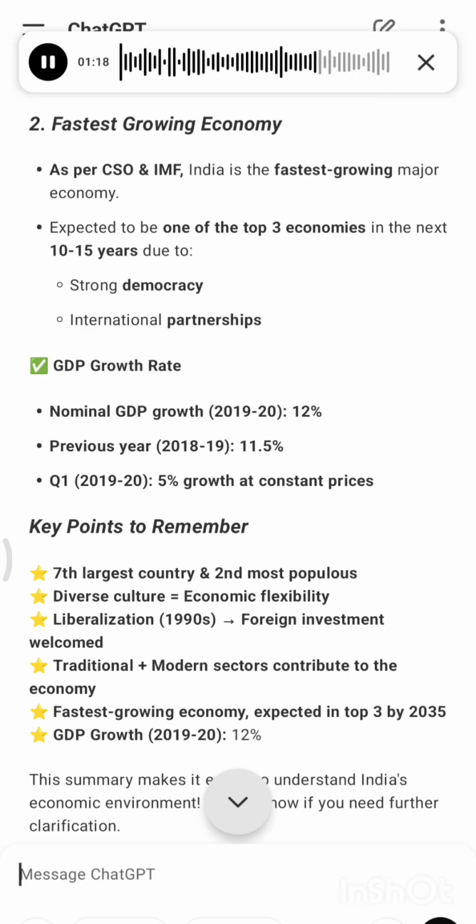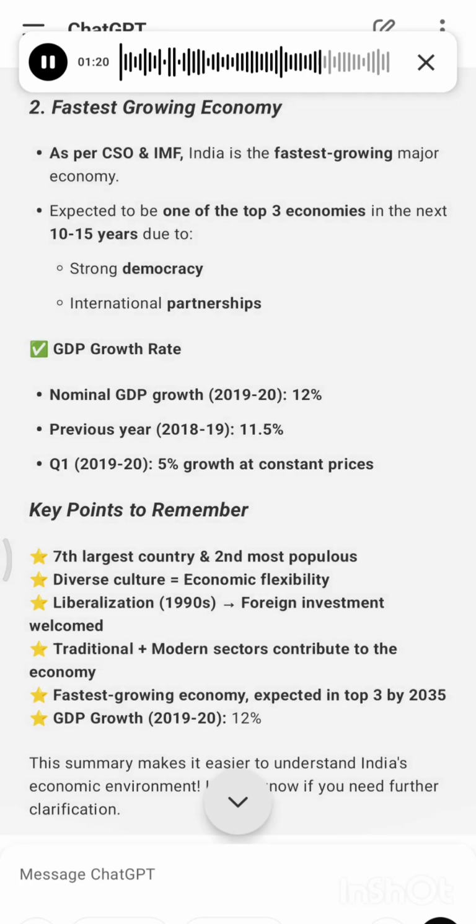Key points to remember. 7th largest country and second most populous. Diverse culture, economic flexibility. Liberalization in the 1990s, foreign investment welcomed. Traditional plus modern sectors contribute to the economy. Fastest growing economy, expected in top 3 by 2035. GDP growth 2019-20, 12%. This summary makes it easier to understand India's economic environment. Let me know if you need further clarification.